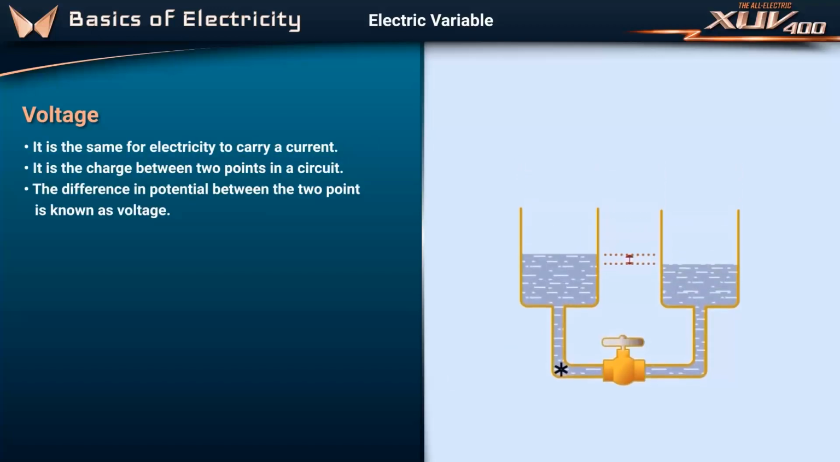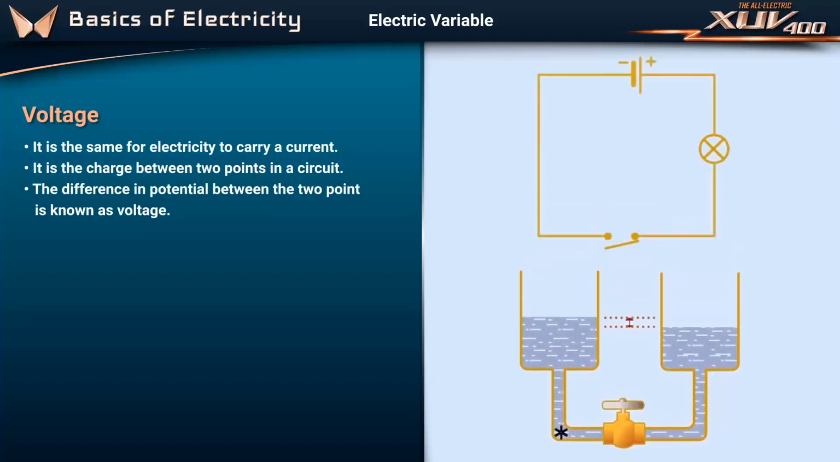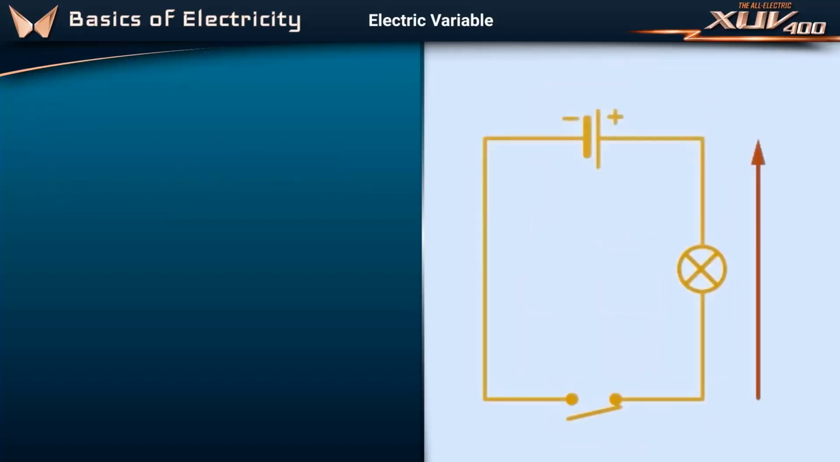It is the same for electricity to carry a current. It is the charge between 2 points in a circuit. The difference in potential between the 2 points is known as voltage. Voltage is measured in volts and the symbol is V.